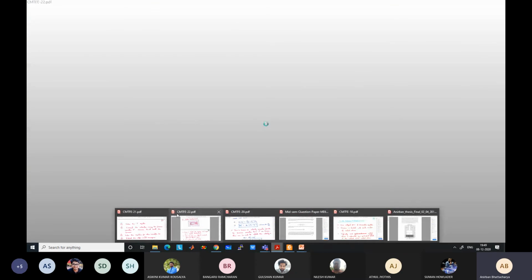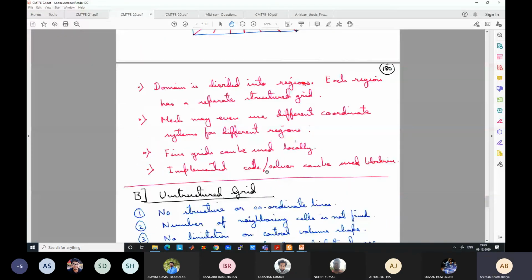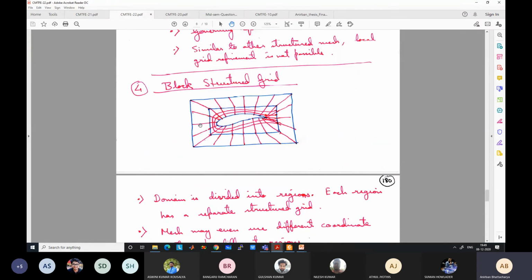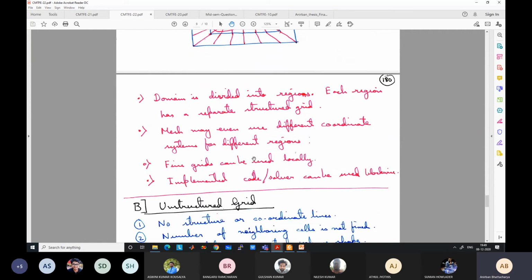So for a block structure mesh, the implementation is more difficult. You have to implement the solver code blockwise. For each block, you have to separately implement the code. However, the advantage is that fine grids can be used locally, but the implementation becomes difficult. These are sometimes used when you need to solve a large number of cases, and the runtime is very large. You need local refinement, things like that.